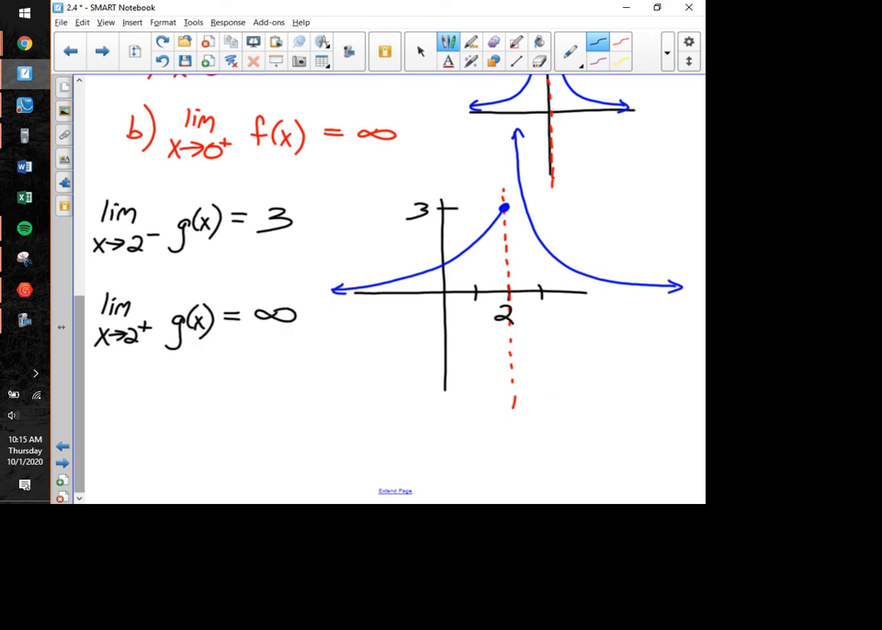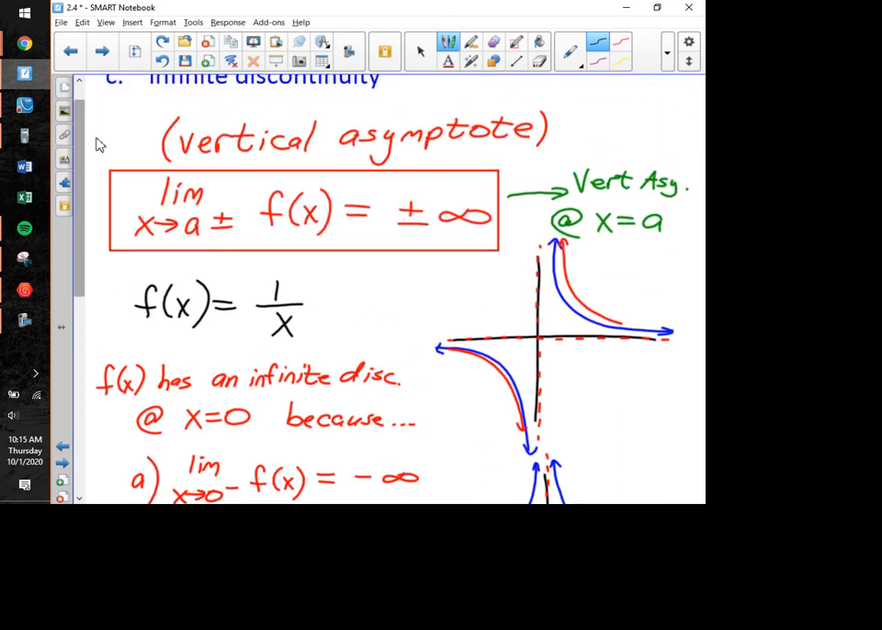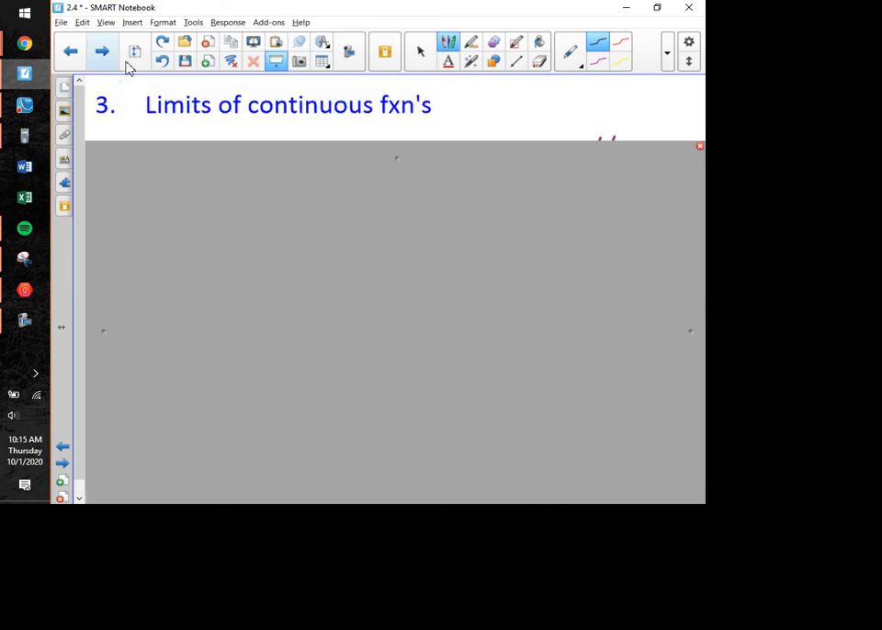So when you look at this, two totally different things happening on the left and the right, this graph that I just drew for you right here still has an infinite discontinuity at x equals 2, because just one infinity here is good enough. You don't need to have it on both sides. So we should really read this as plus or minus, not plus and minus. 1 is good enough to have an infinite discontinuity.